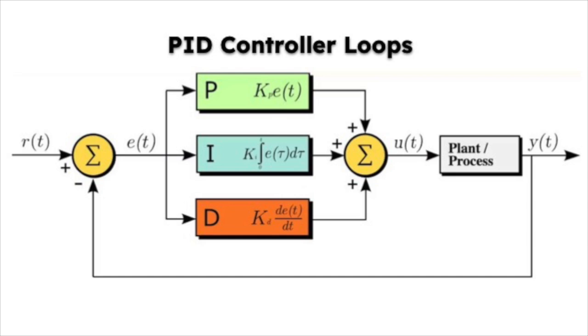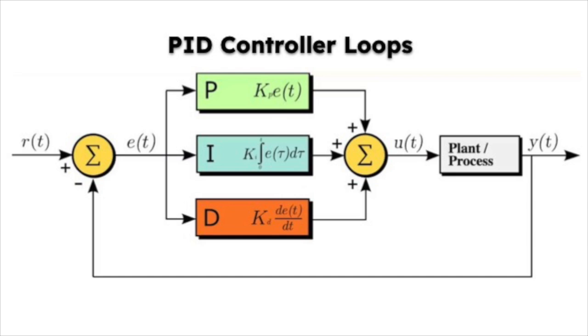The first term is the proportional term. This term reacts directly to the current error. Let's say your drone is tilted 10 degrees off target. The proportional term will push it back proportionally. It's a straightforward response, but on its own, it may not be enough.